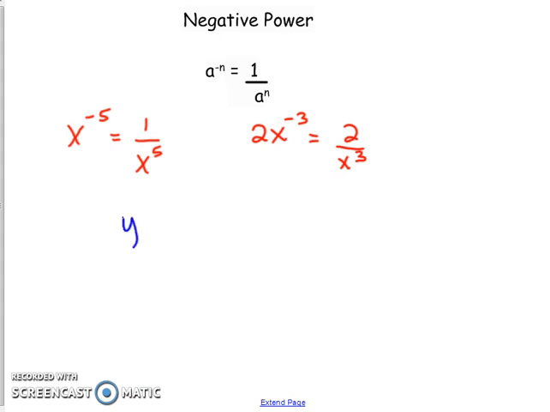Okay, so again, let's say I have y to the negative 10. So that would be 1 over y to the positive 10. But what if I have something like 2 over y to the negative 5th? Since the negative 5 is in the denominator, I have to move it to the numerator. So this is going to be 2y to the positive 5th.